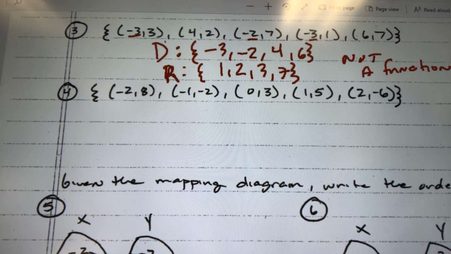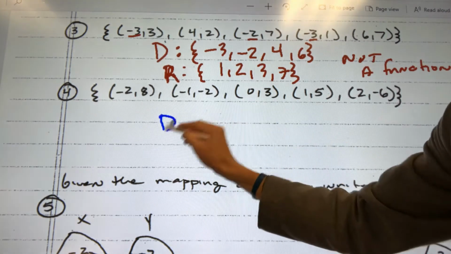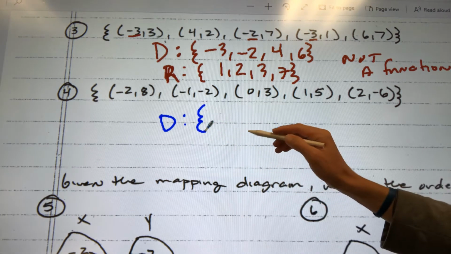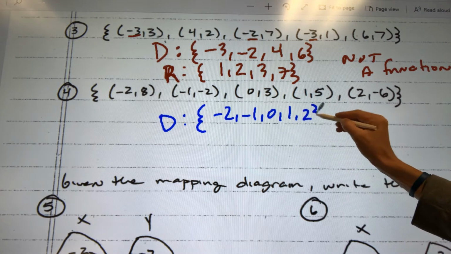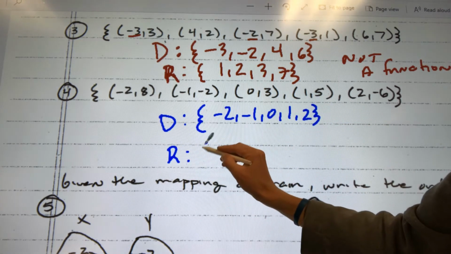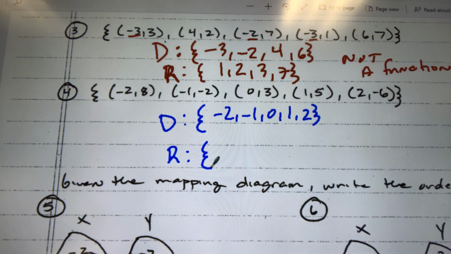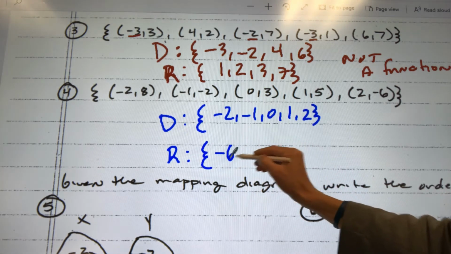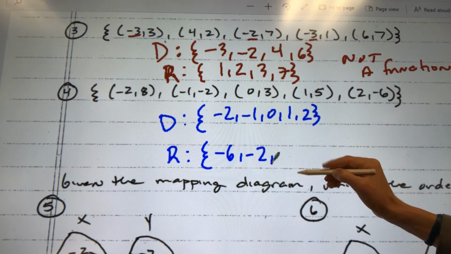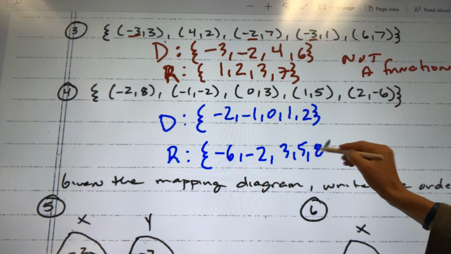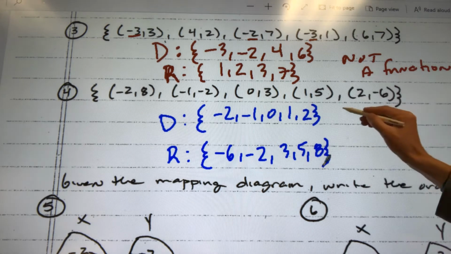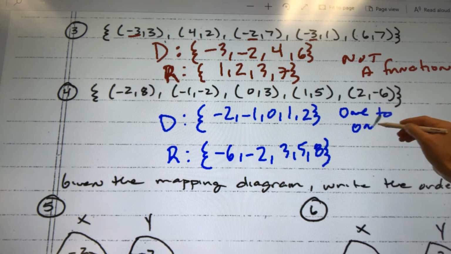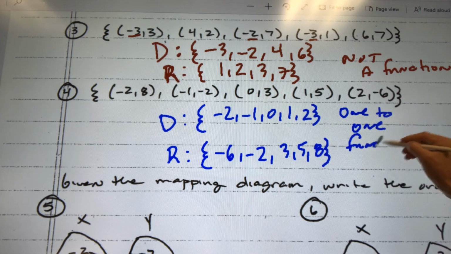All right, so number 4 here. The domain. I believe the x's go in order: -2, -1, 0, 1, and 2. I didn't write the same x twice. For the range, -6, -2, 3, 5, 8. I didn't write the same y value twice, so this is a one-to-one function. Right? I don't see a duplicate y, and I don't have a duplicate x. This is a one-to-one function.